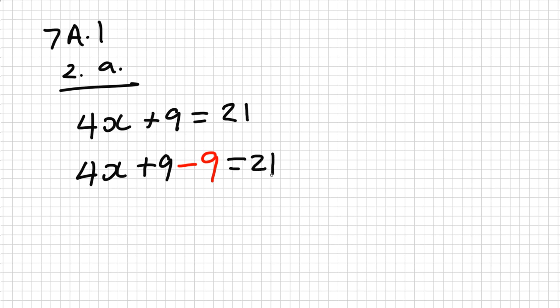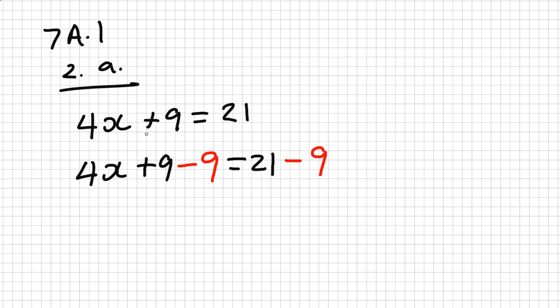equals 21. And now when we do something to one side of an equation, we have to do the exact same thing to the other side of the equation. So we now have a new equation. We have 4x plus 9 minus 9 equals 21 minus 9. By putting these minus 9s in there, what we're doing is called applying inverse operations.